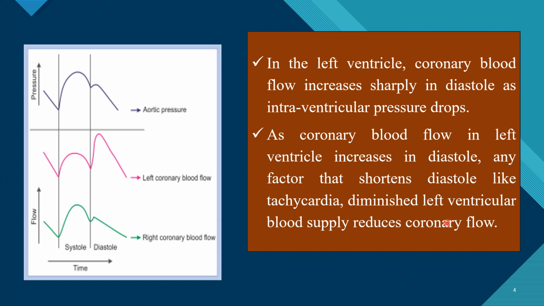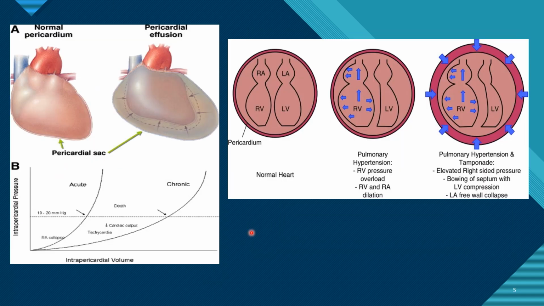So anything that shortens the diastole will hamper the blood flow to the left ventricle. Now we will see what is happening in the case of pericardial effusion. In pericardial effusion, fluid accumulates in excess in the pericardial cavity.